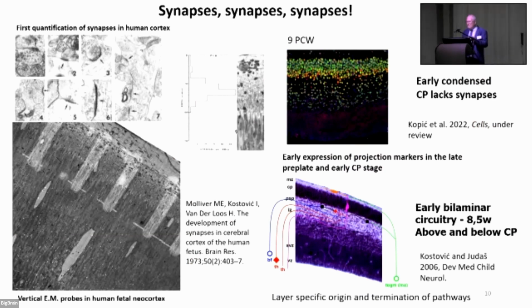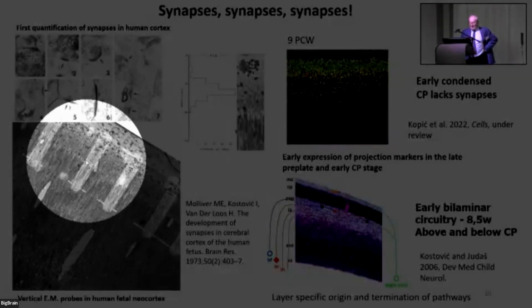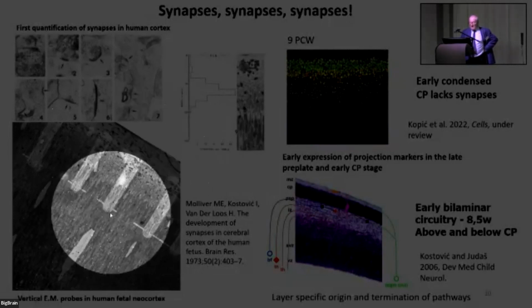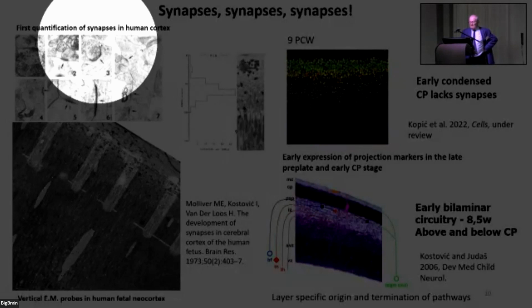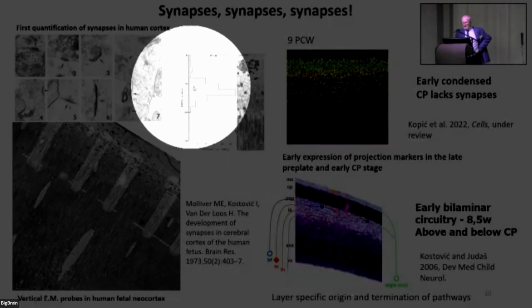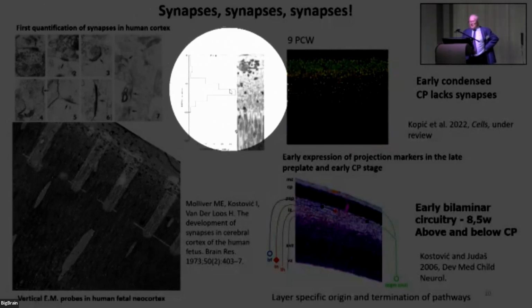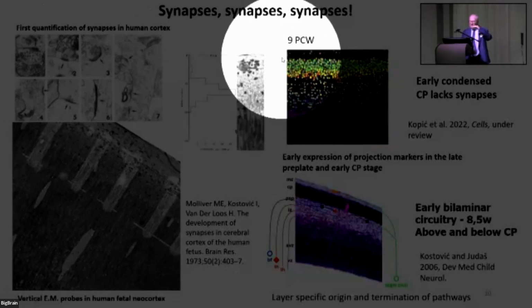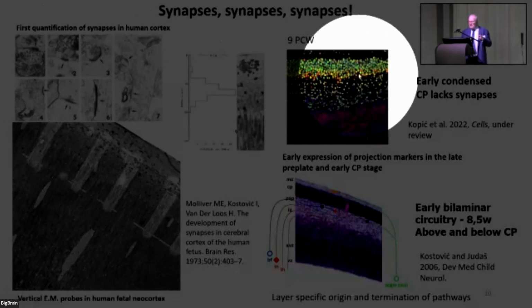And now, step by step, I will go with you from early fetal to mid-fetal, and then we will finish with perinatal reorganization. Why I like this? Because I spent 2 years counting synapses with such a beautiful vertical probes on Philips 200 microscope. This is fantastic fixation, and we plotted the synapses. You see how they are distributed in layers. So absolutely selective sub-layer is synaptic rich.